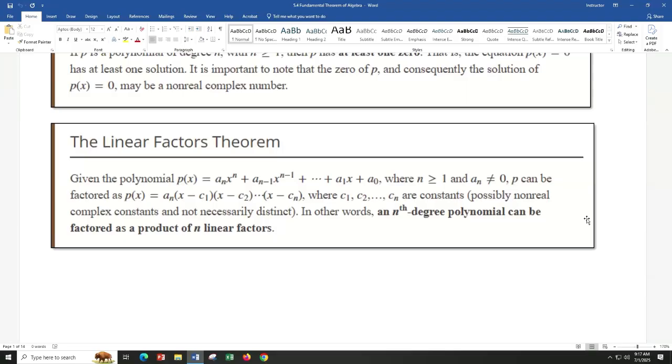X squared plus 1. When you solve it for 0, what does it turn into? X equals plus or minus i. In other words, an nth degree polynomial can be factored as a product of n linear factors.